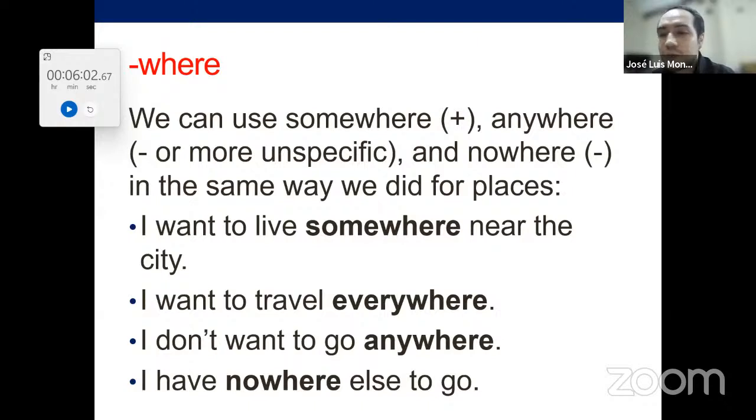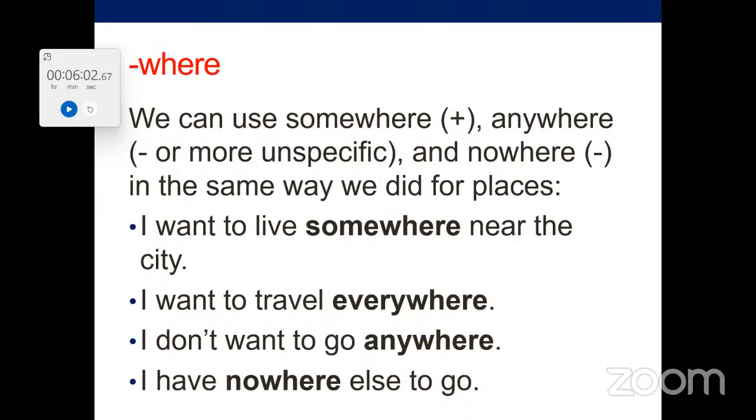And we're going to finish this with you, please, Wilson. Where we can use somewhere, positive; anywhere, negative or more unspecific; and nowhere, negative, in the same way we did for place. I want to live somewhere near the city. I want to travel everywhere. I don't want to go anywhere. I have nowhere else to go. Thank you very much, Wilson.